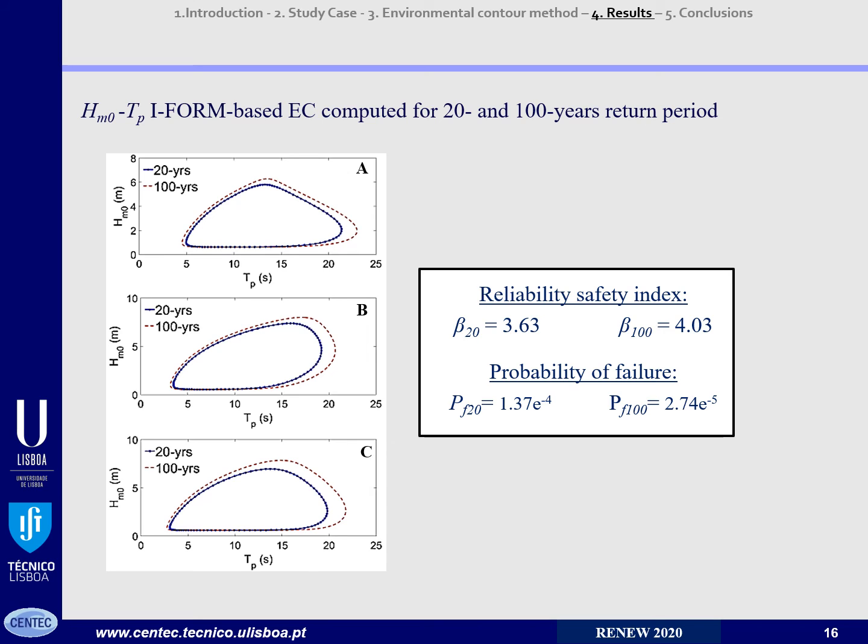Here we can see the final results that represent the sea wave I-FORM contour established for 20 and 100 years of return period for each point A, B, C, and also the reliability safety index with the probability of failure for each return period.